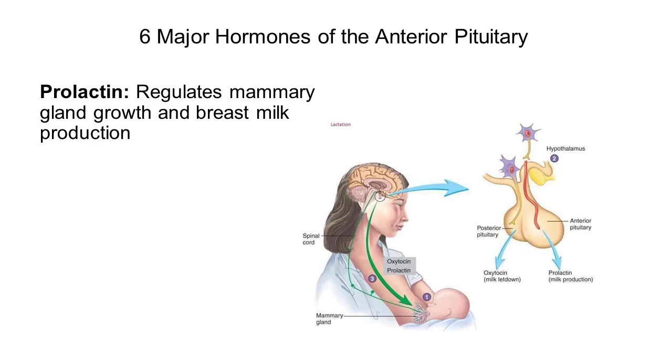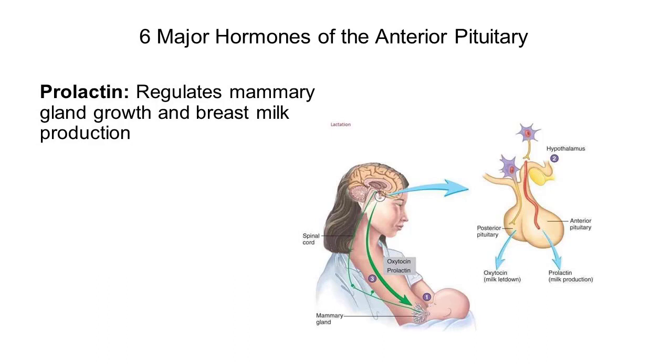Prolactin. Lactation means what? Producing milk. So prolactin is the hormone that is going to prepare breast milk production and cause the mammary gland to release the milk.